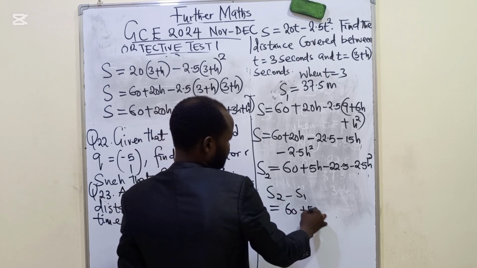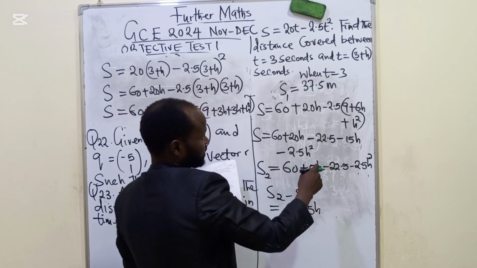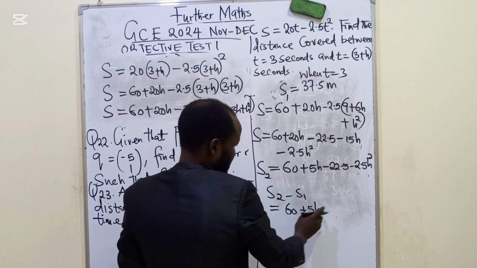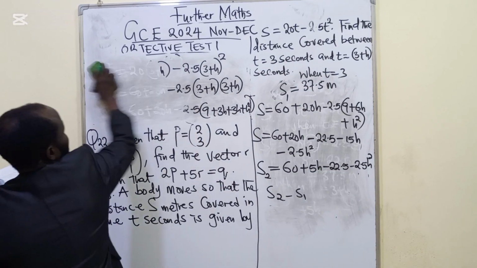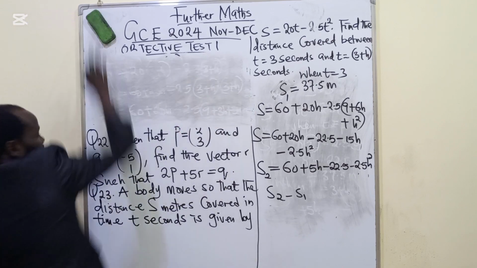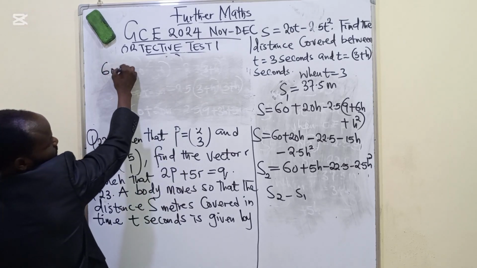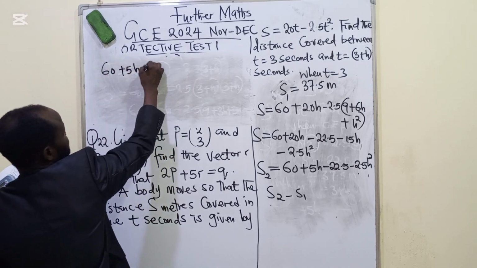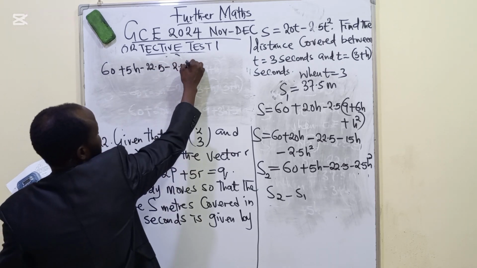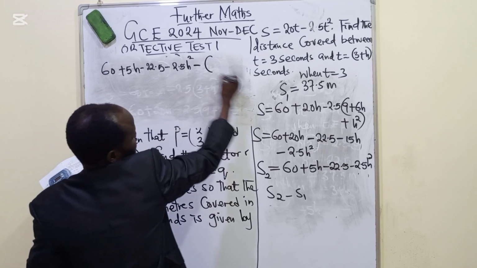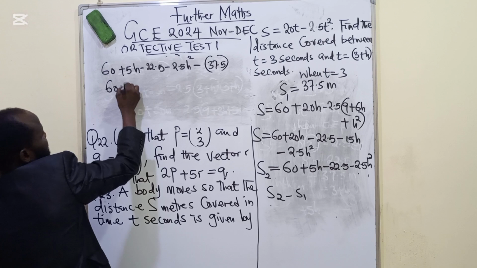plus 5h. Then we can subtract this. Okay, let me take it here first, so that we can do the subtraction very well. I hope we are together. Okay, S2 now, let's bring it. This is 60 plus 5h minus 22.5 minus 2.5h squared, minus the first distance, which is 37.5.